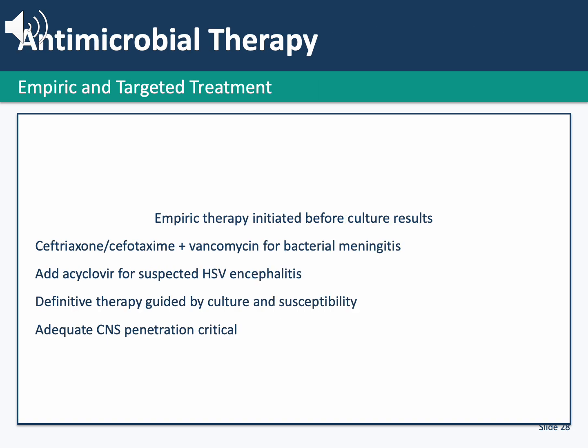Prompt initiation of antimicrobial therapy is critical for improving outcomes in CNS infections. Empiric therapy should be initiated based on clinical suspicion before culture results are available. The choice of empiric therapy depends on patient age, risk factors, and local epidemiology. Common empiric regimens include ceftriaxone or cefotaxime plus vancomycin for bacterial meningitis. Acyclovir should be added if herpes simplex virus encephalitis is suspected.